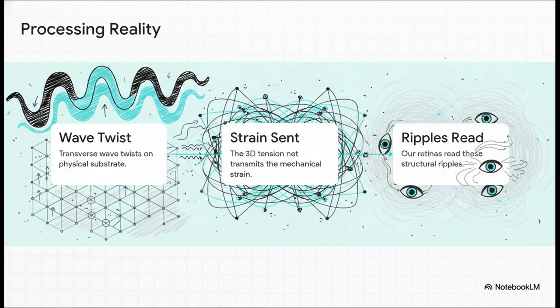Whether it's your eyes catching light right now or a massive collider detecting a proton, our biological active skins are just physical engines made of layer 2 moving knots. And they only know how to read these layer 3 structural ripples.